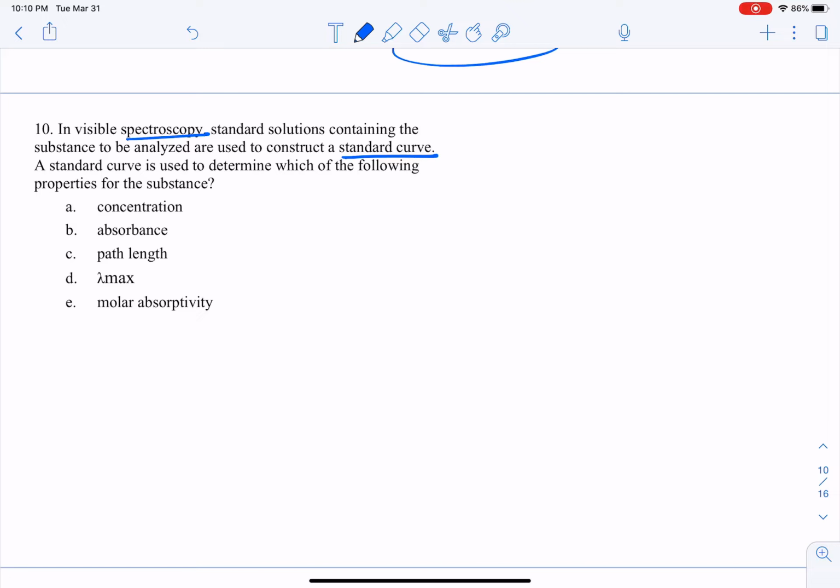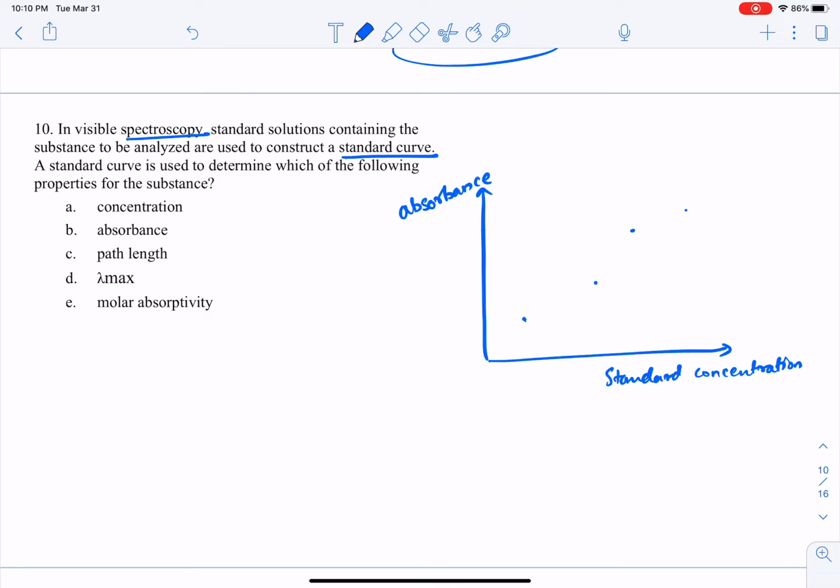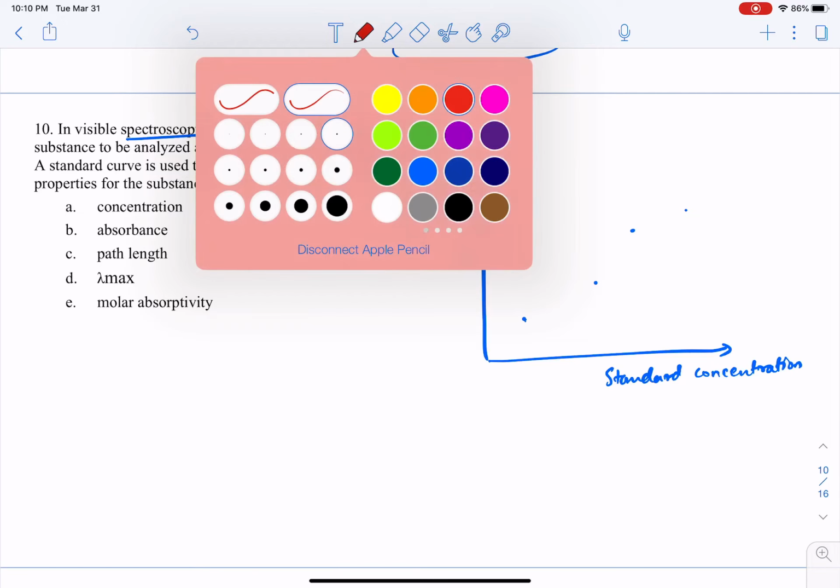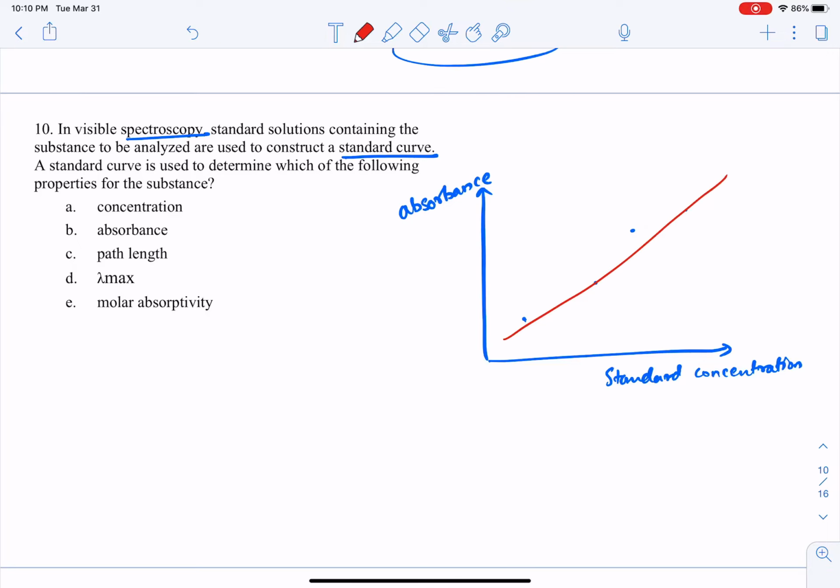If you remember, we tried to make a standard curve. What was it? It was something like this. We were trying to measure the absorbance of different standard concentrations. We plotted some points like this, and then we created a line nearly passing through every point. It was a linear line and we named it y equals mx plus c.